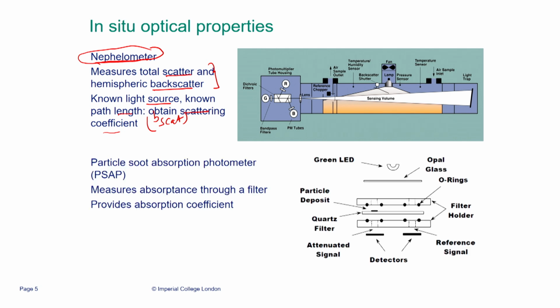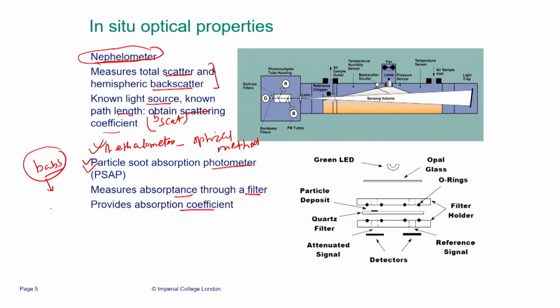You need to have V absorption as well, and V absorption is measured either by a particle soot absorption photometer or, several times, we use an aethalometer. This is another very important optical method, and it has been very commonly used. It became famous very recently, and it can be used to calculate your absorption coefficient. So from here you get V absorption. It measures absorption through the filter paper and provides absorption coefficients.